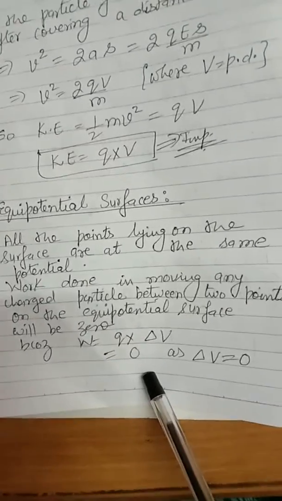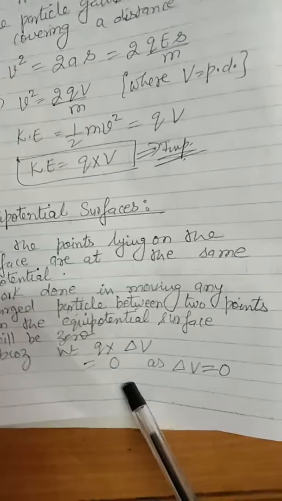Second, if we take a charge from one point to another on an equipotential surface, then the work done is 0, because the potential difference between any two points is 0.